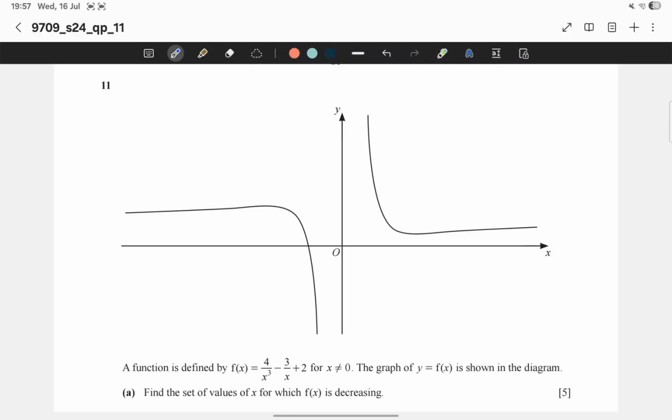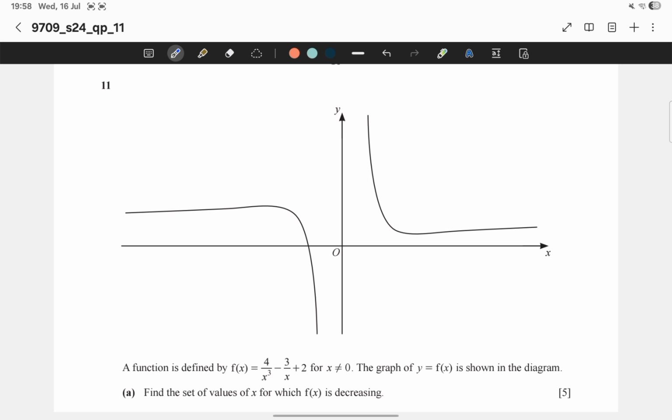Number 11 says a function is defined by f of x equals 4 over x to the power 3 minus 3 over x plus 2, for x not equal to 0, and the graph of y equals f of x is shown in the diagram. Find the set of values for which f of x is decreasing.